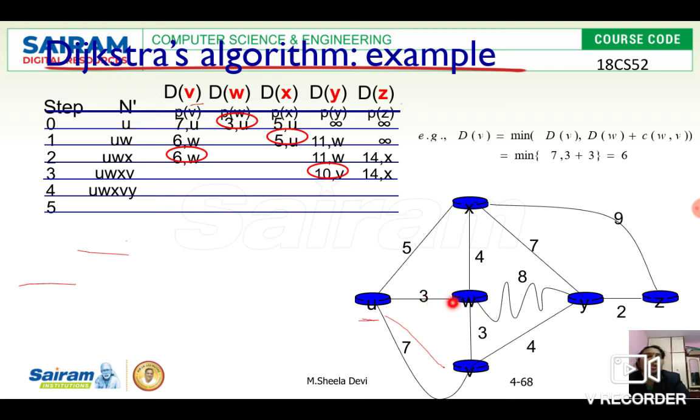So U to W is 3. 3 plus 3, 6. 6 plus 4, 10. 10 plus 2, 12. Is it lesser than the previous value? The previous value is 14. Yes, it is lesser. So I will be updating it as 12 and the previous node will be Y. Clear? If it is less, whichever node I have added in N dash will obviously be the previous node. So 12 comma Y. If you check, finally we are done with all the cheapest paths that exist between the source and all the destination nodes.